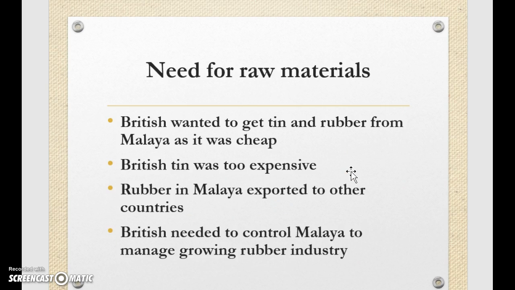Moving on. The need for raw materials. Now, the British wanted to get tin and rubber from Malaya as it was cheap. I don't mean that Britain didn't have tin and rubber, but of course Malaya had more tin and rubber. And the thing is, if I colonize a country, I would say that this is mine, and I can buy from Malaya at a cheaper price. So in Britain, the tin was definitely too expensive.